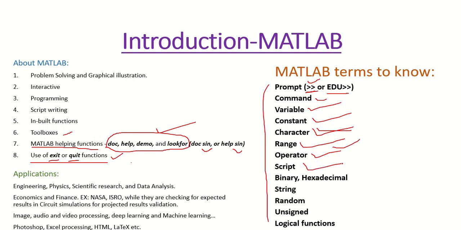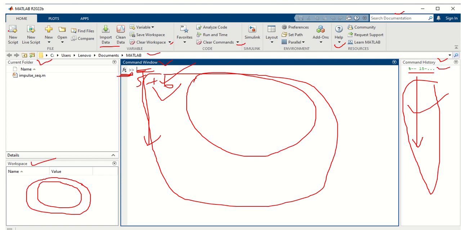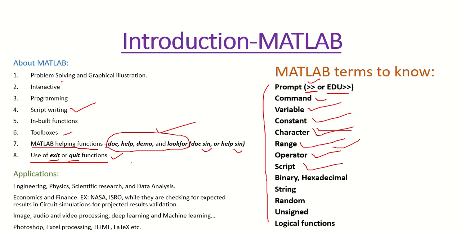Okay, script. Just now I introduced that the script plays a very important role, and I also showed how the script is opened here and saved here. And binary and hexadecimal. Binary is 0 1 and hexadecimal is related to that. These two also have some importance in MATLAB terms. We will see how they work in the next sessions, a little deeper, to understand them.